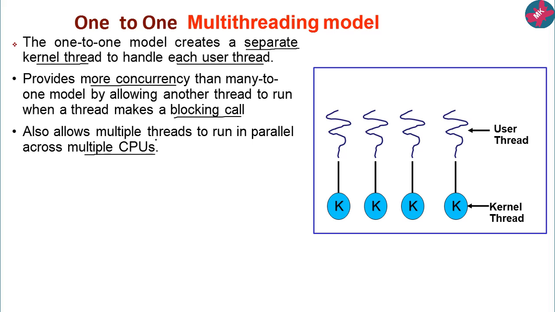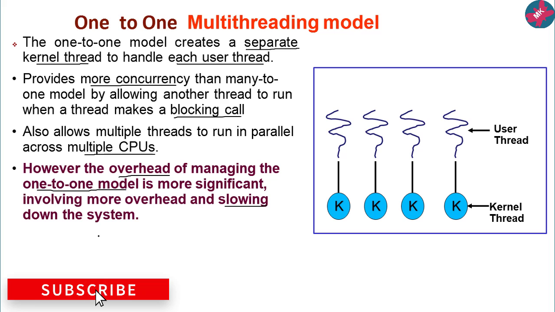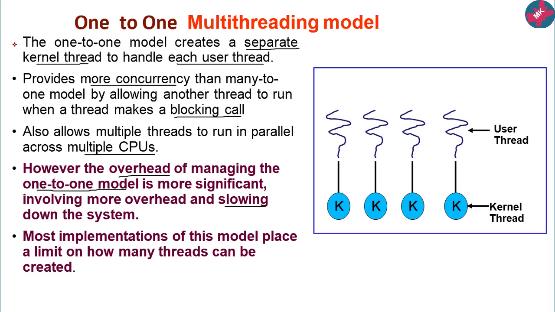So these were the two drawbacks in many to one, and these are resolved in the one to one multi-threading model. But there are some drawbacks. The first drawback is that there is a significant overhead, as for every user level thread you have to create an individual kernel level thread, and due to this the system eventually slows down. And due to this, many systems place a limit on how many user level threads can be created. Since creation of kernel level threads is quite significant, the system may limit the number of user level threads that can be created in a system. So these are the two drawbacks of this one-to-one multi-threading model.